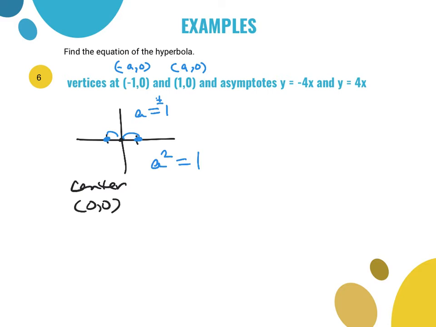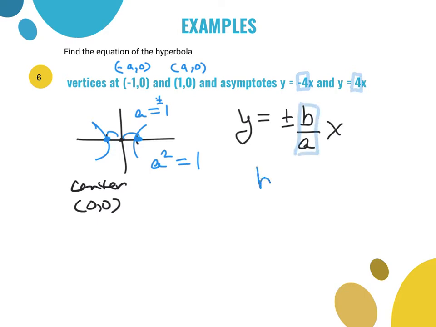You need to memorize that when your hyperbola transverses the x-axis, the formula for the asymptote is plus and minus b over a times x. So these numbers that are in front of x, that's what b over a is. So I'm going to do b over a is equal to 4 over 1. I can make that -4, +4 into a fraction by putting 1 in the denominator.